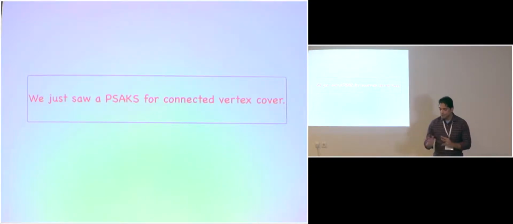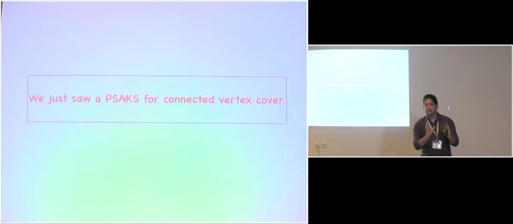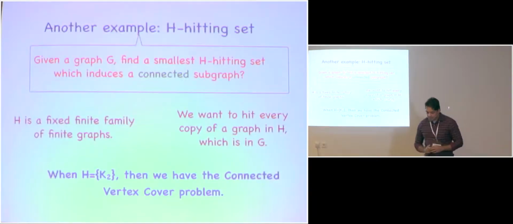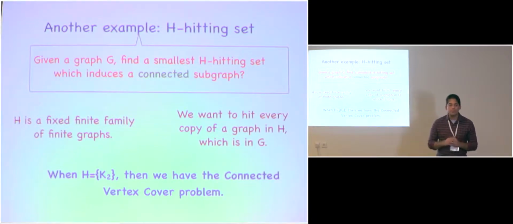So in the next 2 to 3 minutes, let me try and reinforce the main idea behind this algorithm by giving you a generalization of this. So let's look at the H hitting set problem. So here H is just a set of fixed subgraphs. It's a finite set of fixed subgraphs. And in this problem, what you want to do is delete vertices so that the remaining graph has no subgraph which is isomorphic to a graph in H.